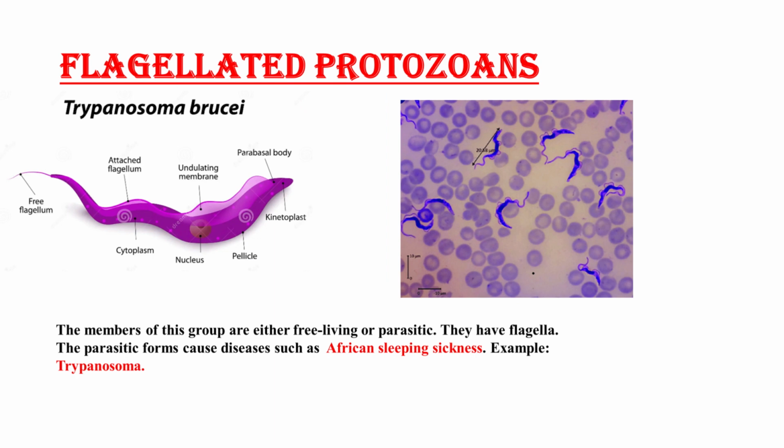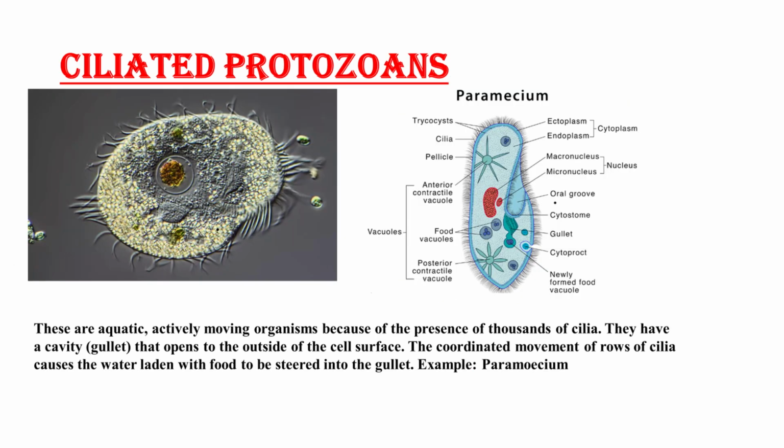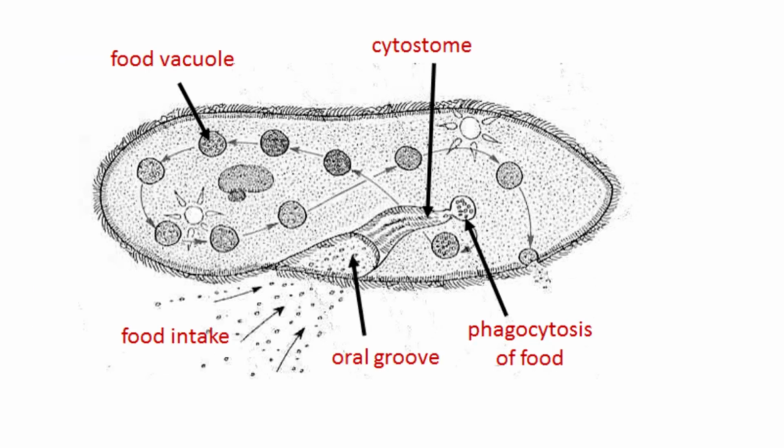Flagellated protozoans. The members of this group are either free-living or parasitic. They have flagella for locomotion. The parasitic forms cause diseases such as African sleeping sickness. Example: Trypanosoma. Ciliated protozoans. These are aquatic, actively moving organisms because of the presence of thousands of cilia. They have a cavity, the gullet, that opens to the outside of the cell surface. The coordinated movement of rows of cilia causes the water laden with food to be steered into the gullet.